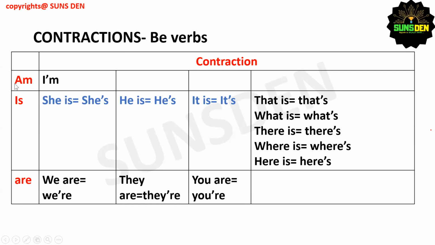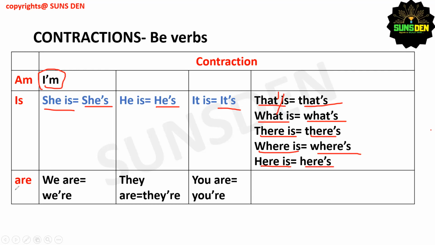Now, starting with the be verb, am. I am gives you the contraction I'm. Is. She is gives you the contraction she's. He is gives you the contraction he's. It is is contracted into it's. That is gives you that's. One simple rule, I gets chopped off and an apostrophe gives you the contraction. What is, what's. There is, there's. Where is, where's. Here is, here's.